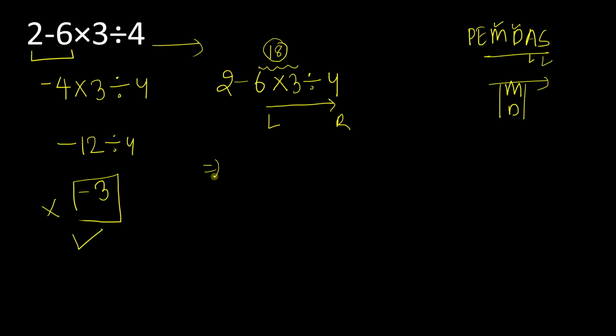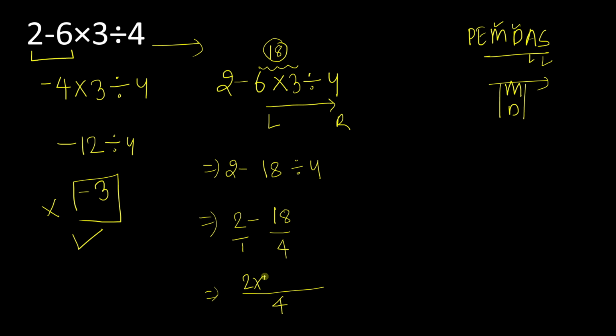So we can write 2 minus 18 divided by 4. We can rewrite it as 2 over 1 minus 18 divided by 4. Now we will do simple mathematical operations. We will take the LCM of these 1 and 4. Their LCM will be 4, and 4 divided by 1 will give 4.